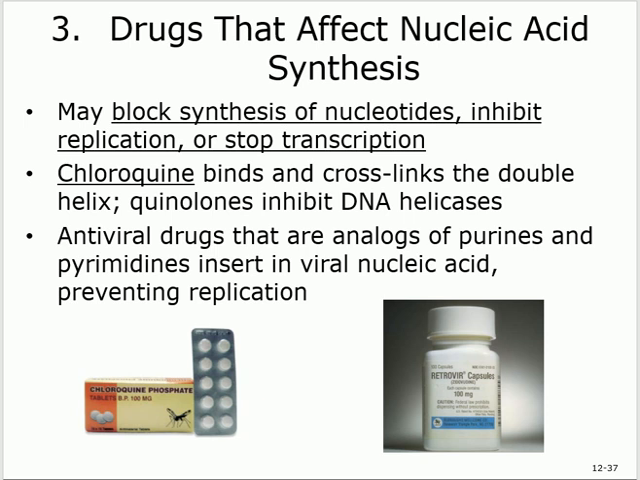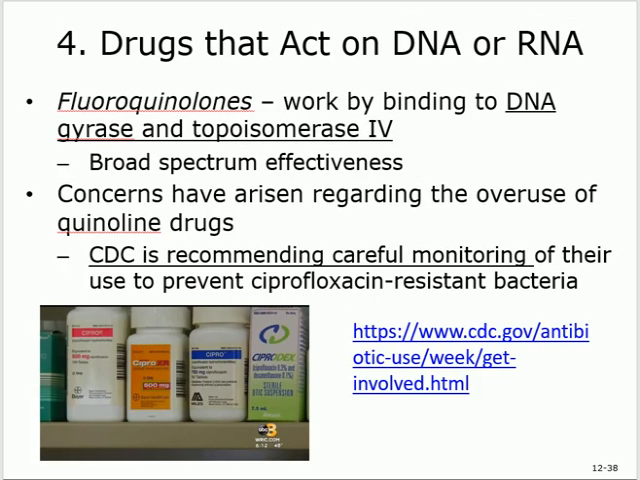Chloroquine. Okay, good enough to know. So how does the chloroquine work? Nucleic acid synthesis. Another one, fluoroquinolones. They work against something called DNA gyrase and topoisomerase.